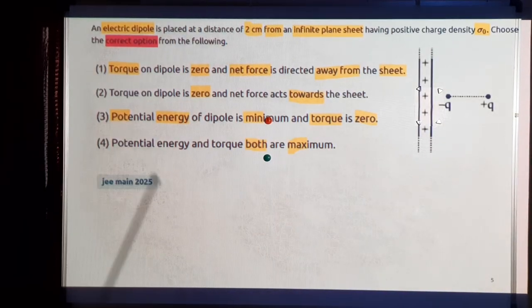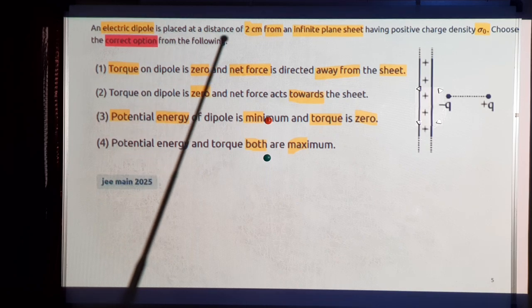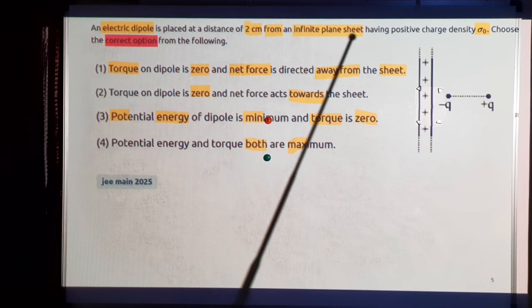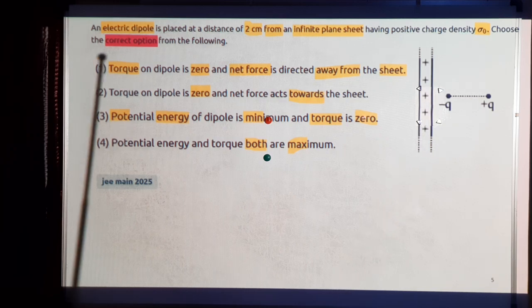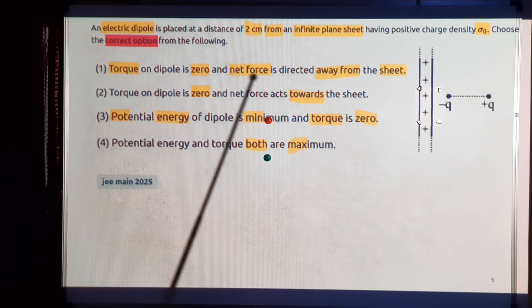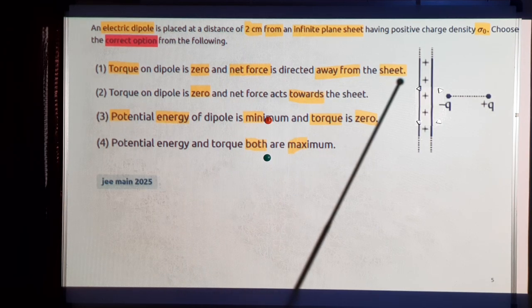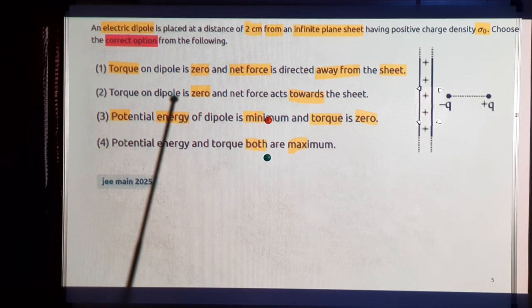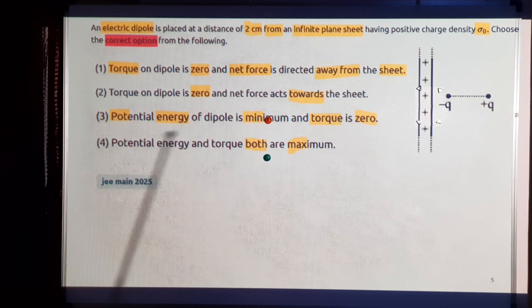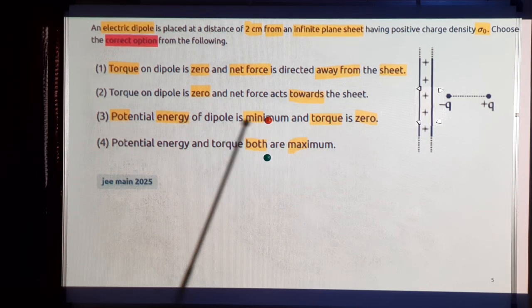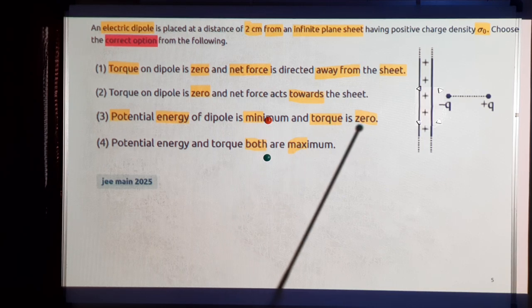Next question. An electric dipole is placed at a distance of 2 cm from an infinite plane sheet having positive charge density sigma naught. Choose the correct option from the following. Option 1, torque on the dipole is 0 and net force is directed away from the sheet. 2, torque on the dipole is 0 and net force is acting towards the sheet. 3, potential energy of the dipole is minimum and torque is 0. 4, potential energy and torque both are maximum.